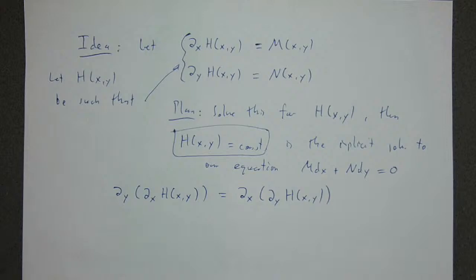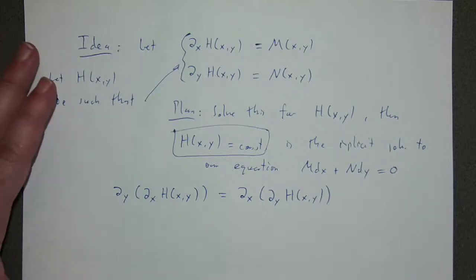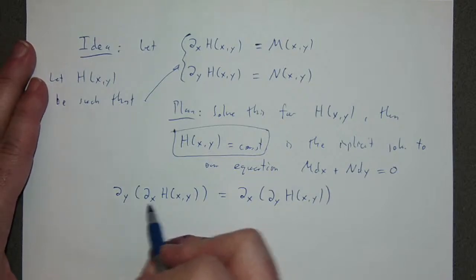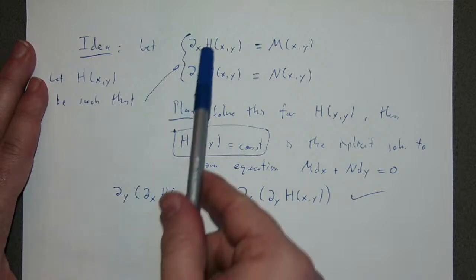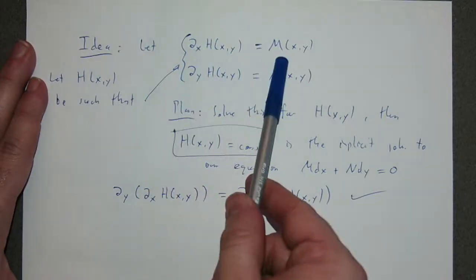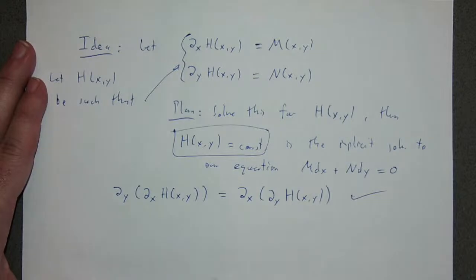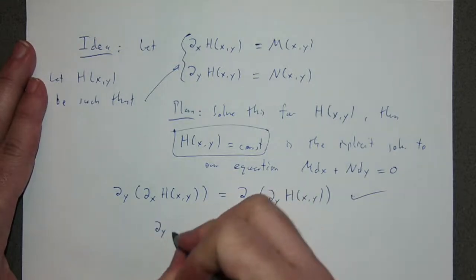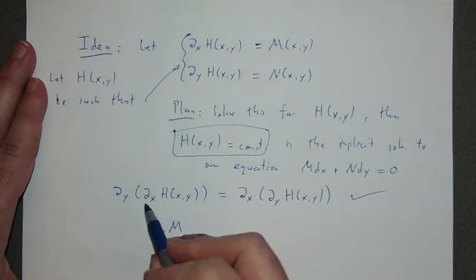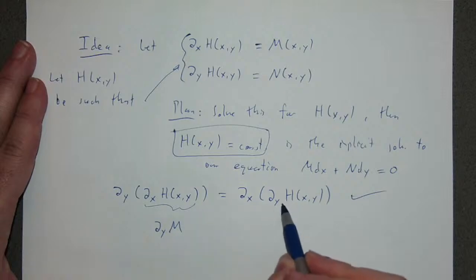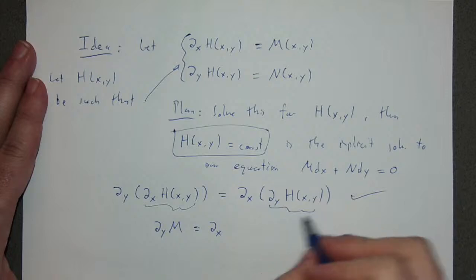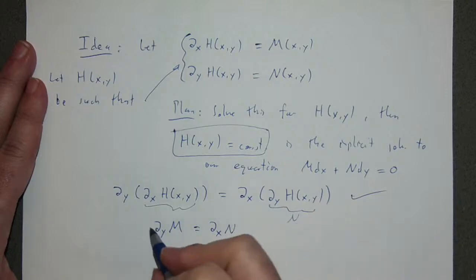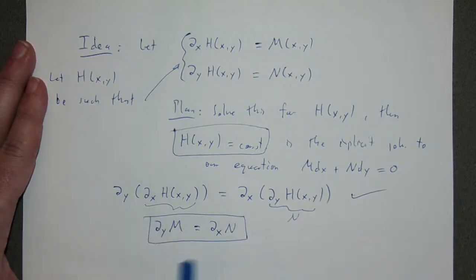Okay, and so that's our hope, is that this h is relatively nice, and so this is going to be true. In that case, then this has to hold. Okay, but if I'm claiming that the x partial of h is m, then on the left hand side, what I have is the y partial of m, and on the right hand side, I have the x partial of n, right? That's the exactness condition.